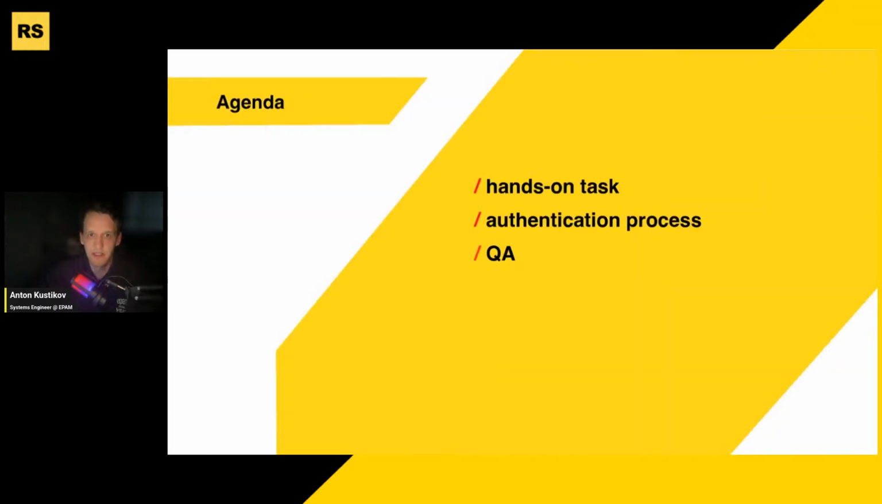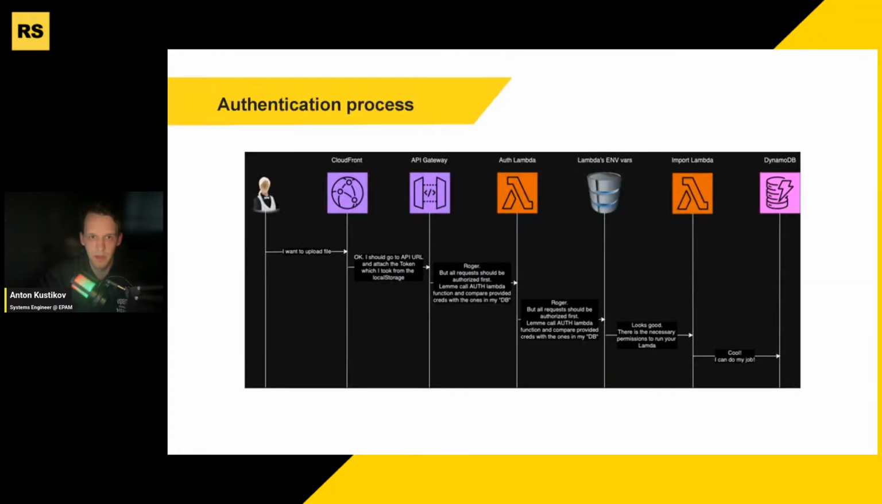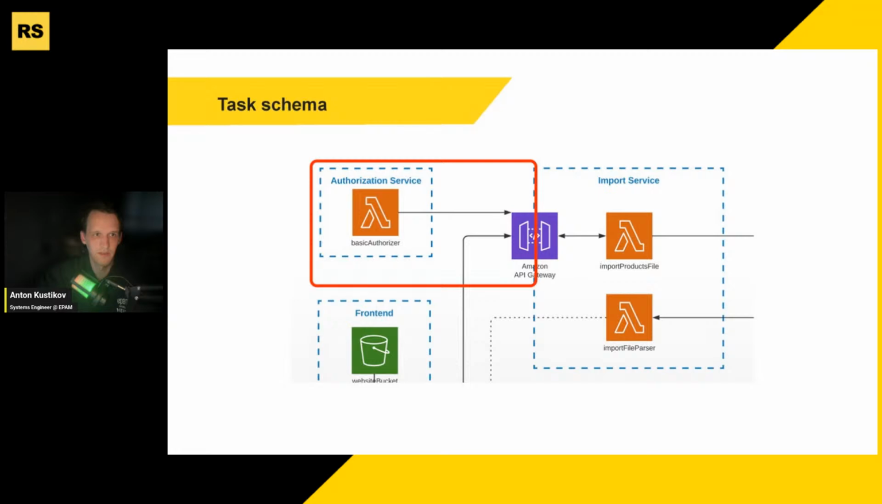So let's have a look at our schema as usual. Sorry for the wrong order. I'll make it full screen just to see it clean. As you can see, we have another square, and it shows what we will work with in this part of our application, which is authorization.